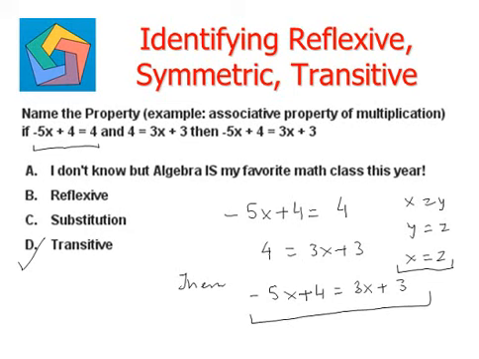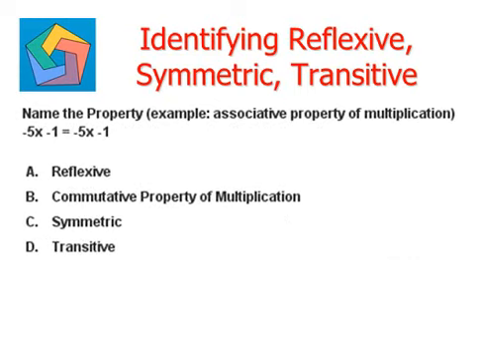Let's look at another example. Name the property, and we're given negative 5x minus 1 equals negative 5x minus 1. So here again we see that whatever is on the left hand side of the equality sign is similar to that on the right hand side. So that means this forms a reflexive property.